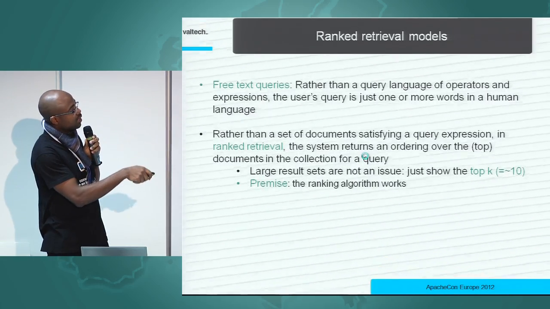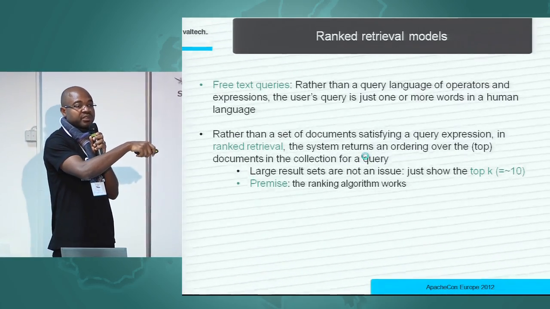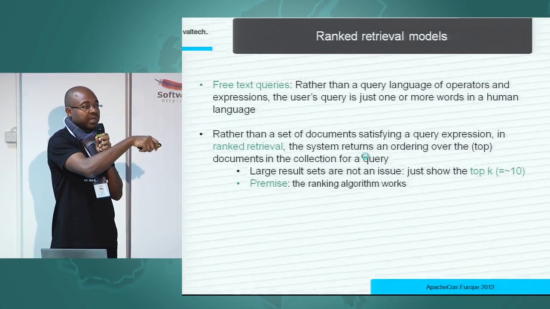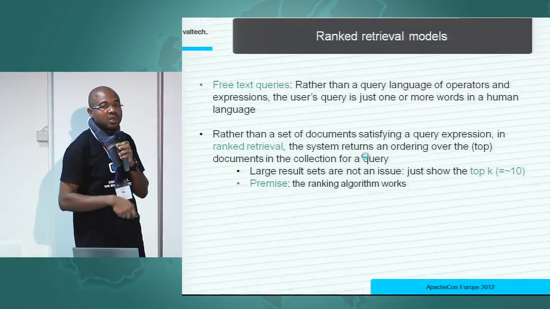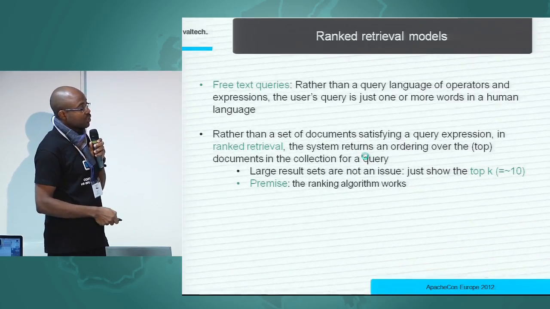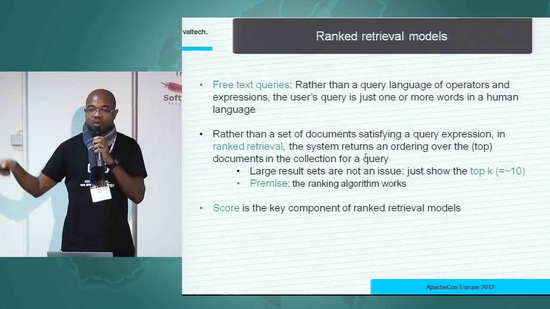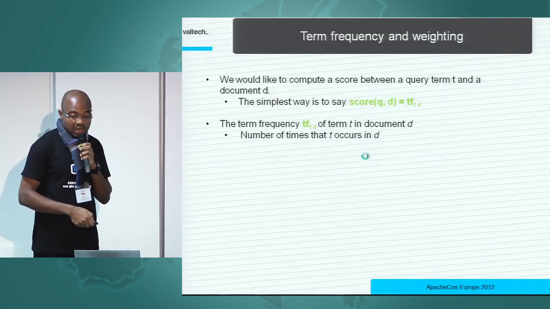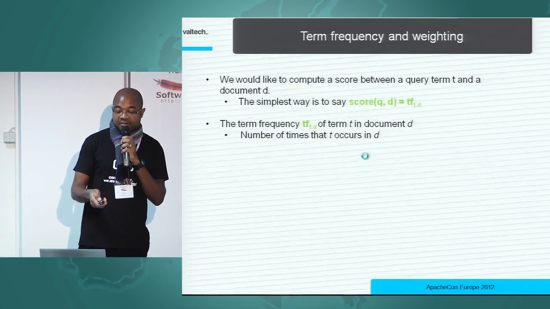But the premise is that the ranked retrieval algorithm works. So that is where it is very important. And here you are saying to the user, I understand your query, I understand your information need. Those are 10 documents in response to your question. So the score is the key component of ranked retrieval models, and in the following you will see how the score is computed. The first step to computing the score is to look at the term frequency.